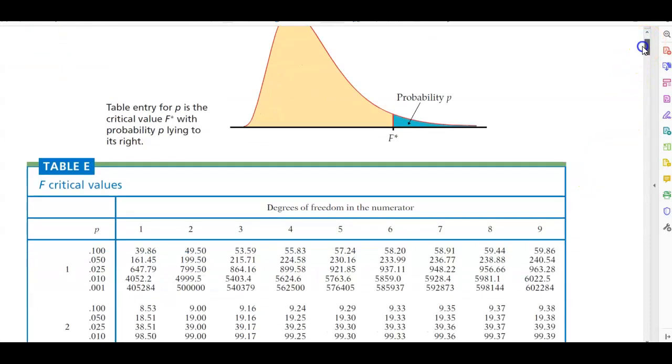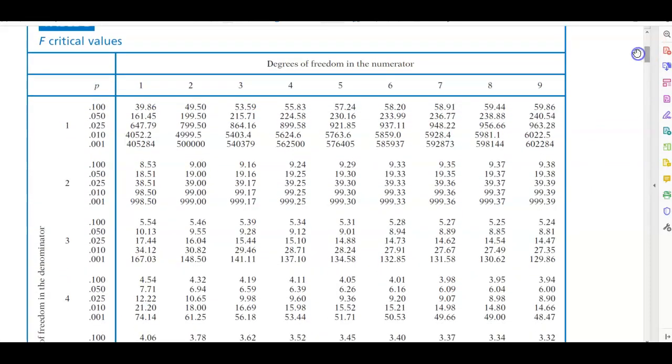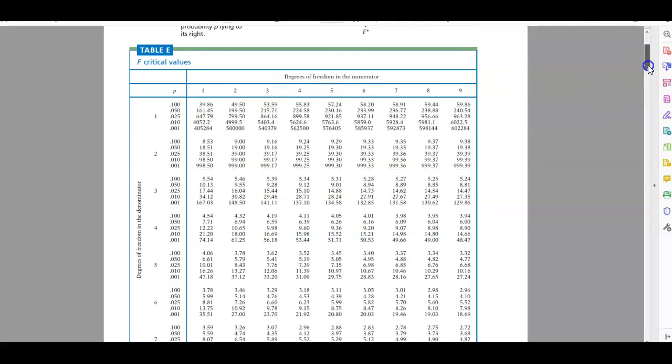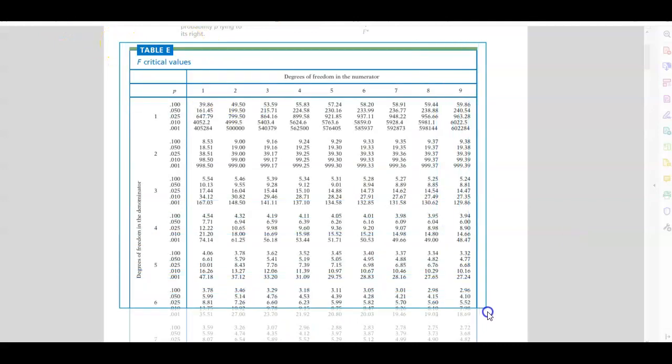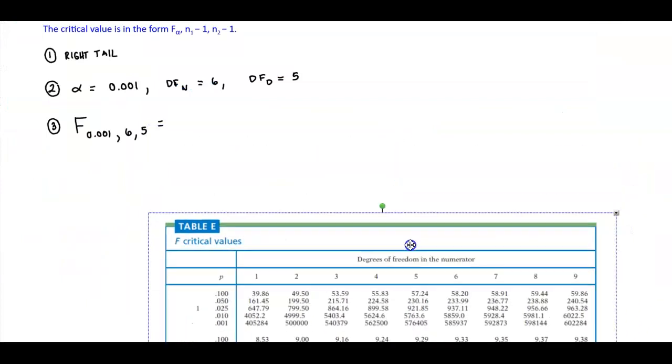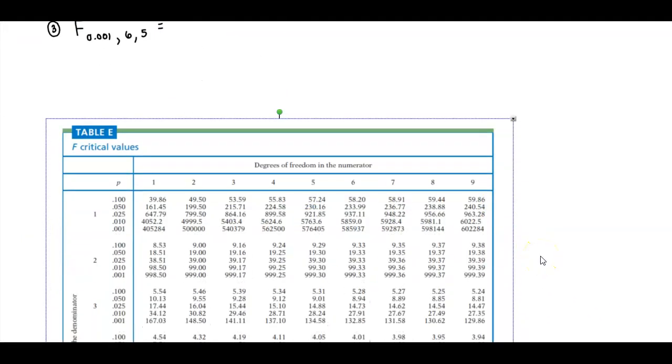Here we're looking for degrees of freedom in the numerator. I'm going to minimize this a little bit, then copy this table and bring it over so we can see it more clearly. Here is our F distribution table. The degrees of freedom in the numerator is 6, and the degrees of freedom in the denominator is 5.